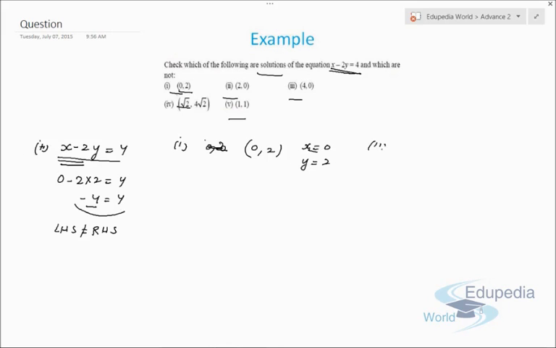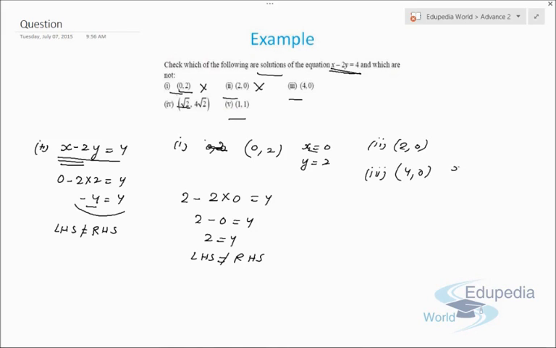Let's see the second, 2 and 0. Now if we put these values, we get 2 minus 2 into 0 equals 4, which is 2 minus 0 equals 4. So 2 equals 4. Clearly again in this solution LHS is not equal to RHS. So this second pair is also not a solution of the equation X minus 2Y equals 4.